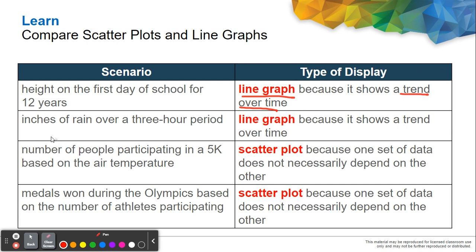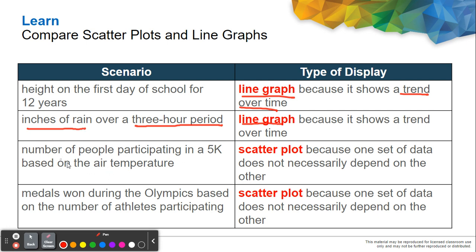Another example: inches of rain over a 3 hour period. Of course, a line graph will be more appropriate because, as the number of hours of rain increases, you know that the inches of rain, the amount of water, will also increase. So it's a trend over time.